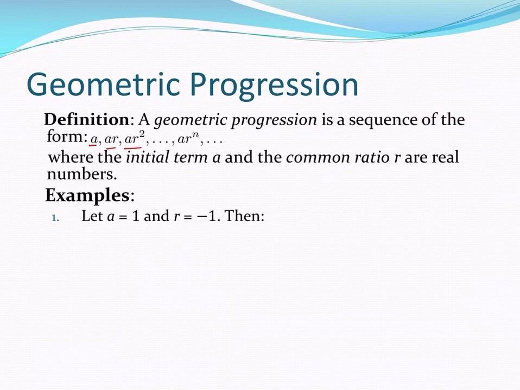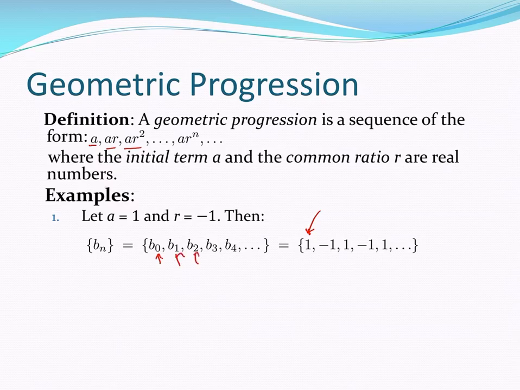Here's an example. The initial term is 1, and r is -1. And we'll see that that will look like an alternating series of 1s and -1s. In this case, we're mapping from the non-negative integers. So this is 1 times -1 to the 0 power. This is 1 times -1 to the first power, and so forth. So it's going to alternate 1, -1, 1, -1.